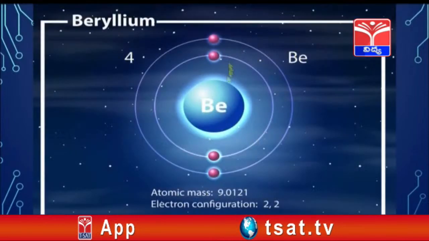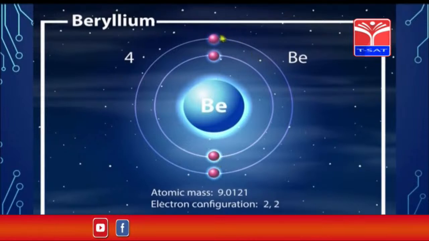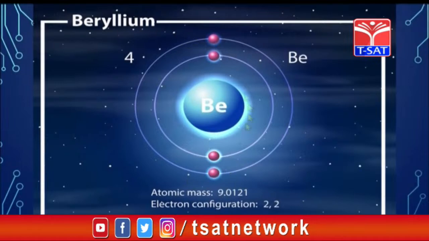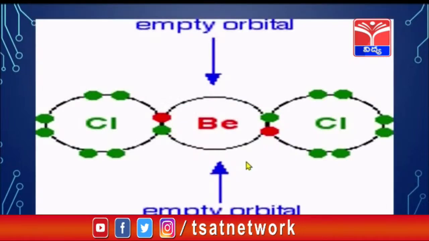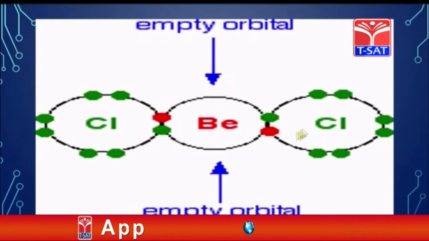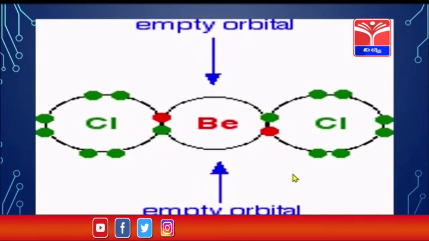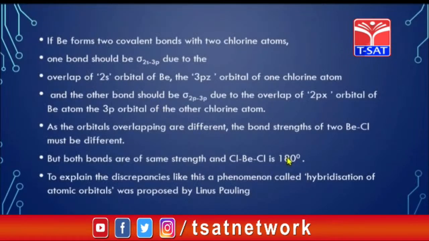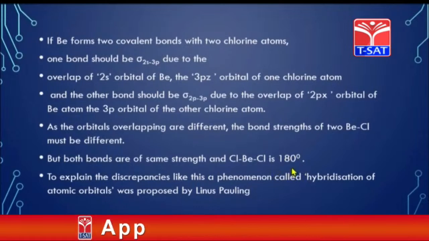Here let us see this beryllium atom. It has 2 electrons in the first orbit and only 2 electrons in the second orbit. And so these 2 electrons are present in the 2s orbital. But it is forming two single bonds, one with one chlorine atom and another with another chlorine atom. Then how is it possible? So there came a theory. So children, how is this beryllium chloride formed? The bond angle of beryllium chloride was observed as 180 degrees. So how is this possible?